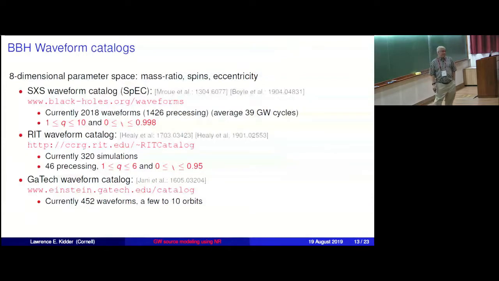Several groups have made available public waveform catalogs. It's an 8-dimensional parameter space: mass ratio, spin, and eccentricity. Our group has a catalog now that we've extended to over 2,000 waveforms, including 1,400 precessing cases. The Rochester group has a waveform catalog with about 300 simulations, and Georgia Tech about 400 waveforms, most of them fairly short.